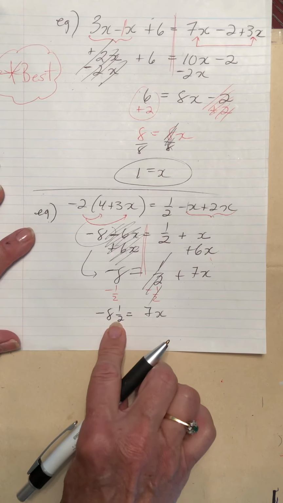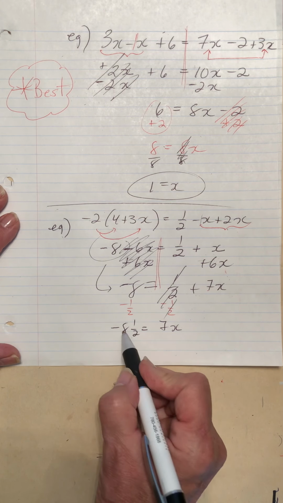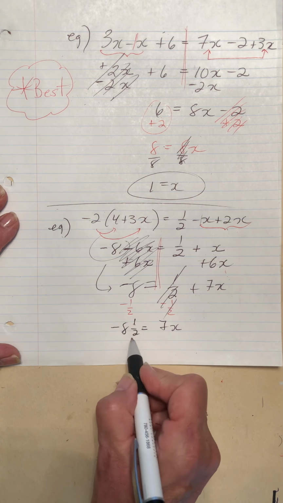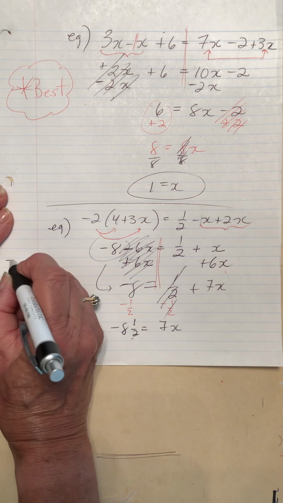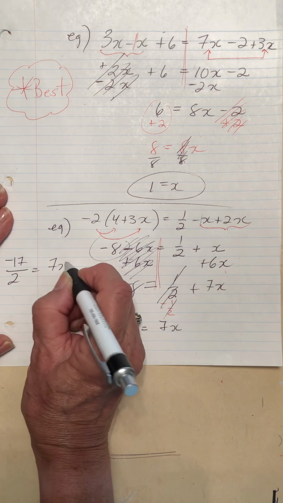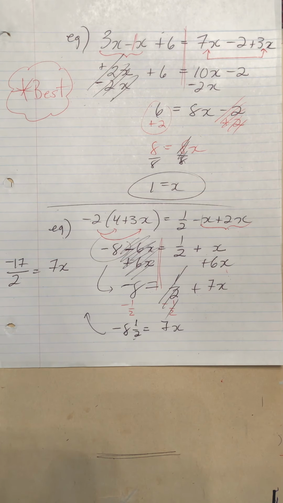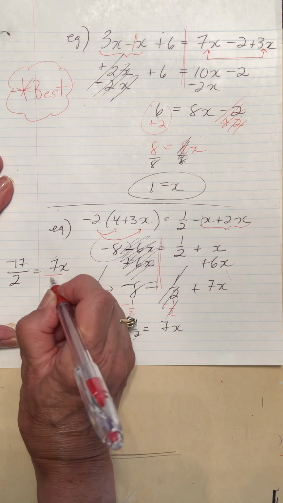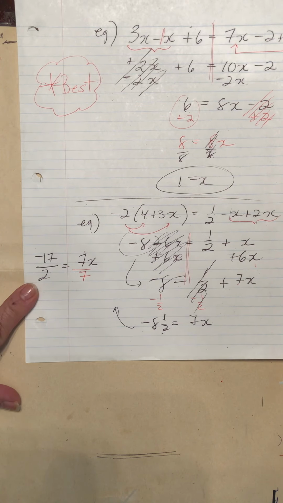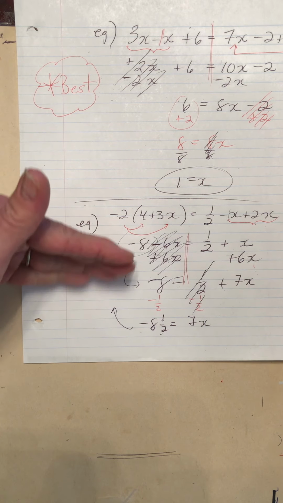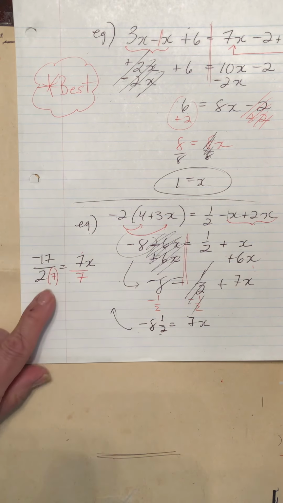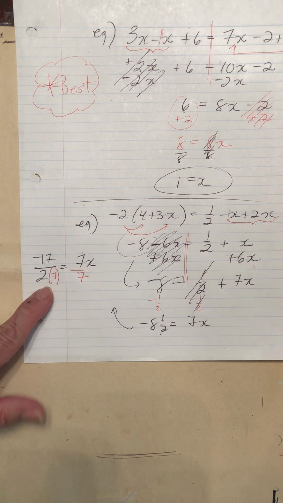Don't want to deal with mixed numbers. I would change this to an improper fraction. So 8 times 2 plus 1 is 17 over 2. So I have negative 17 over 2 is 7x. So how do you get rid of a times by 7? You divide by 7. Don't let anything here throw you off right now. You put a 7 underneath what you had here. So to show dividing by 7, you simply put a 7 underneath this side.